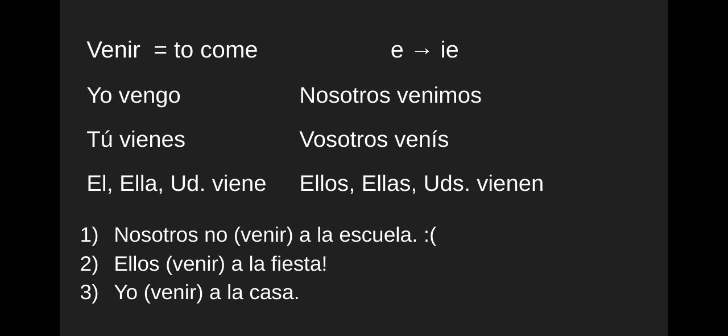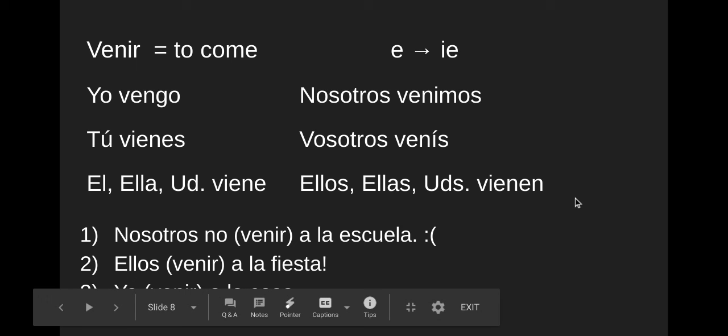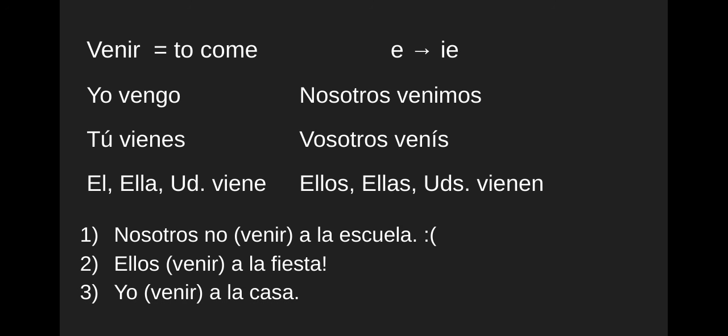Okay, venir, to come. It has an irregular yo form. It also changes E to I in the stem. But what's the best way of knowing this? Memorizing it. Do you remember when we did tener, the verb to have, which was yo tengo, tú tienes, él, ella tiene, tenemos, ellos, ellas, ustedes tienen. Yes, I'm singing here. Singing the song. It's very, very similar to that verb. Just change the T to a V, and you got to come.